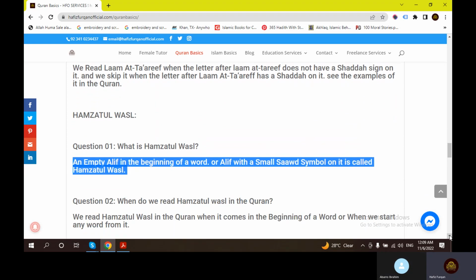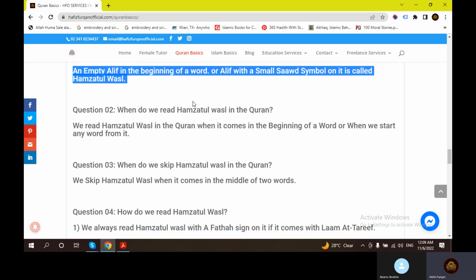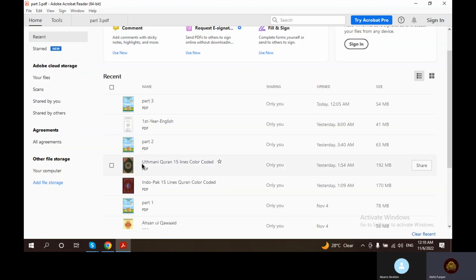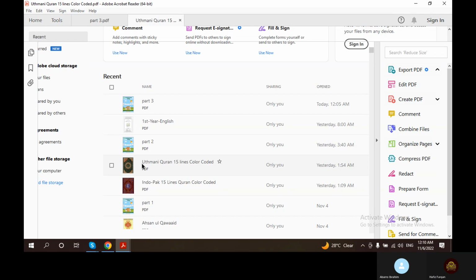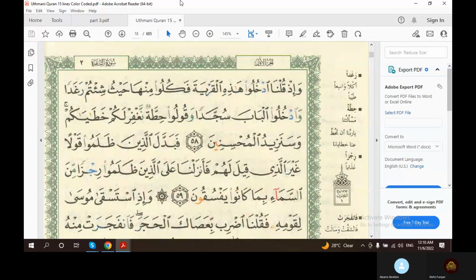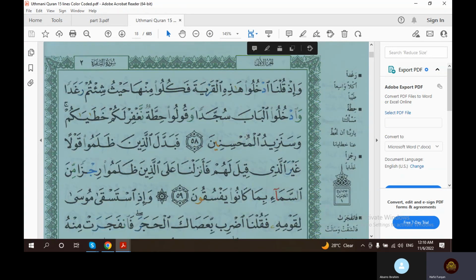When do we read Hamzatul Wasl in the Quran? We read Hamzatul Wasl when it comes in the beginning of a word, like in the example I'm going to show you. When you see Hamzatul Wasl in the beginning of the word, we read it. When we see it in the middle of the word, we don't read it.